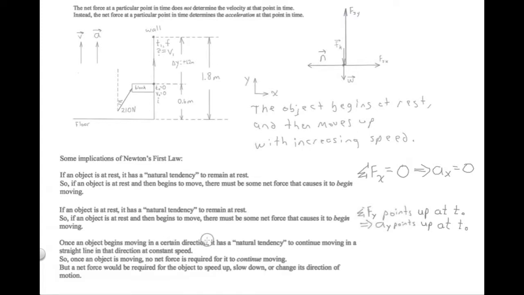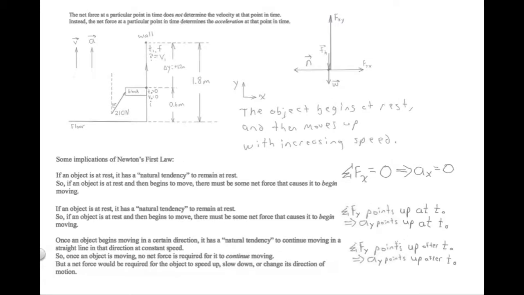Now, once the object begins moving up, its natural tendency would be to continue moving up. But the natural tendency would be to continue moving up at constant speed, whereas we know that in this problem the object is actually moving upwards with increasing speed. So we need to explain that increasing speed after time 0. And again, that must be explained by an upwards net force in the y component. There must be an upwards net force in the y component after time 0 that explains why the acceleration points up after time 0, which explains why the object is speeding up, giving us an acceleration that's parallel to the velocity.